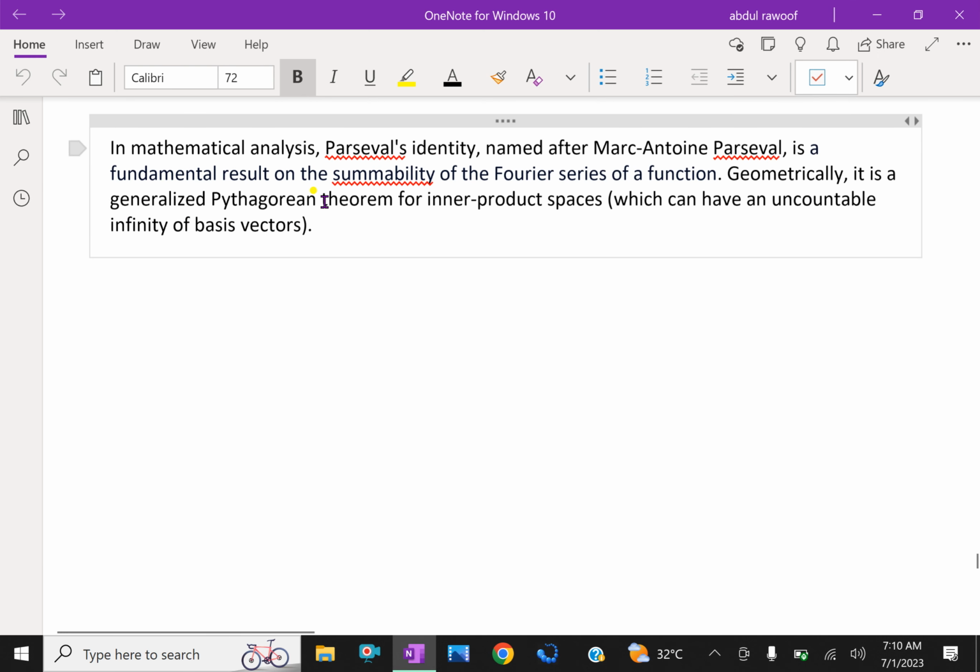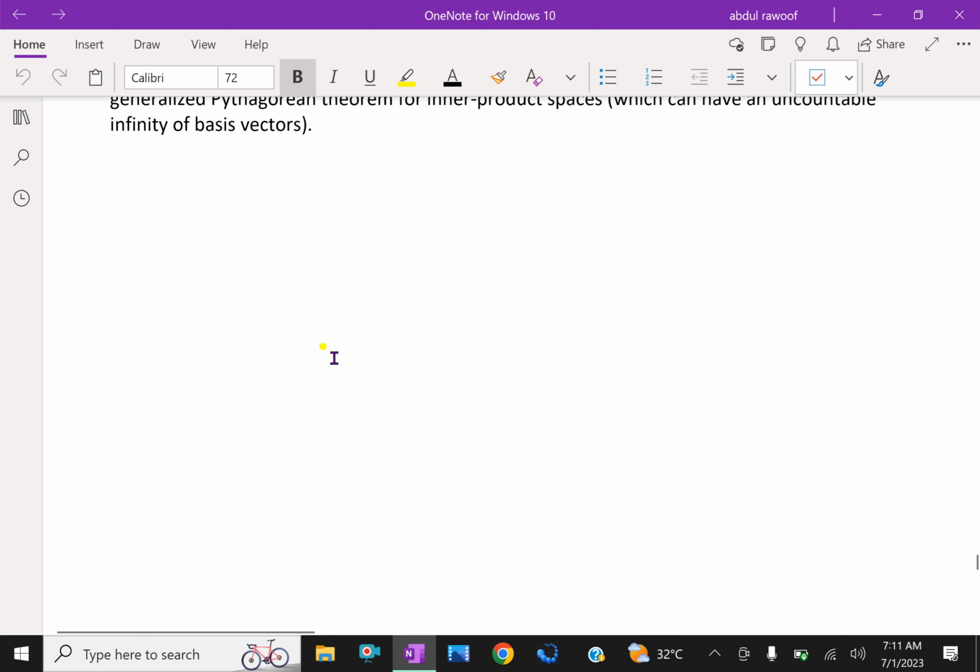In mathematical analysis, Parseval's identity, named after Marc-Antoine Parseval, is a fundamental result on the summability of the Fourier series of a function. Geometrically, it is a generalized Pythagorean theorem for inner product spaces, which can have an uncountable infinity of basis vectors. Further, let us discuss further about Parseval's identity.